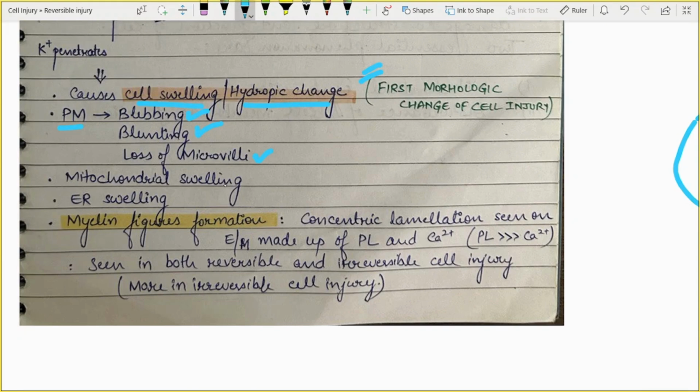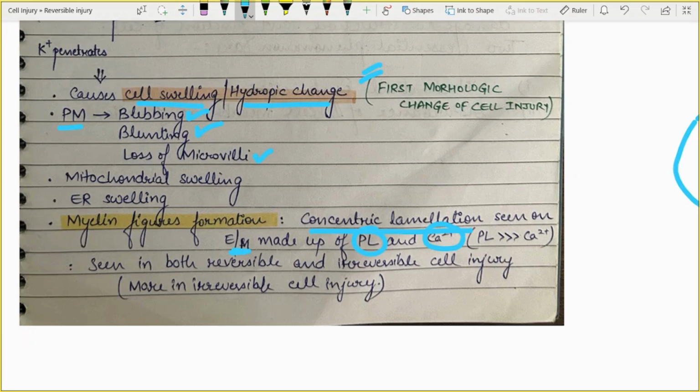The mitochondria will undergo swelling, endoplasmic reticulum also undergoes swelling, and there is formation of myelin figures. What are myelin figures? Myelin figures are actually the concentric lamellations seen on the electron microscope. These myelin figures are made up of phospholipid and calcium. This usually is asked in the viva questions: what the myelin figures are made up of. Myelin figures are made up of phospholipids and calcium, but most predominantly these are made up of phospholipids only.